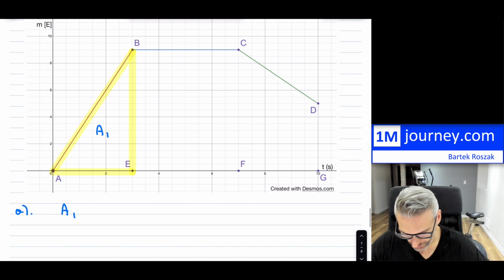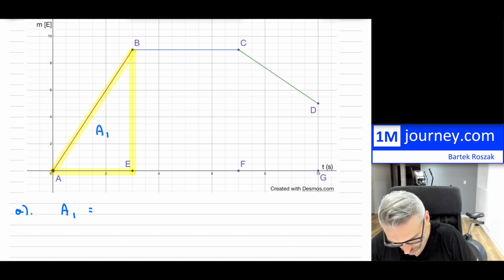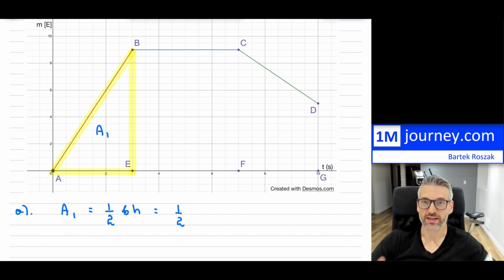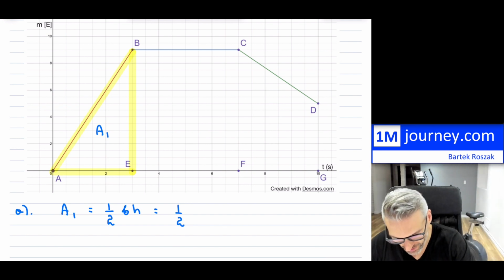Now, if we're looking at this particular graph, we should remember what the area of a triangle is. So this is 1/2 times your base times your height of the triangle. Now, in this case, we have a 1/2 right here. Notice that the base itself, from here all the way up to here, is 3.